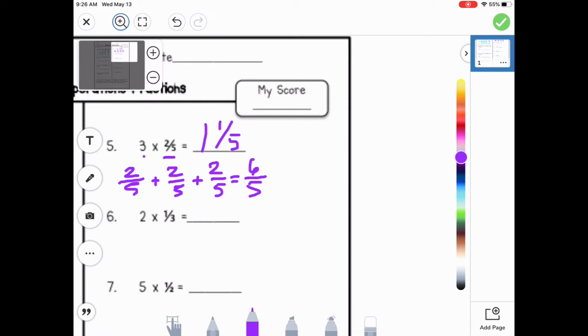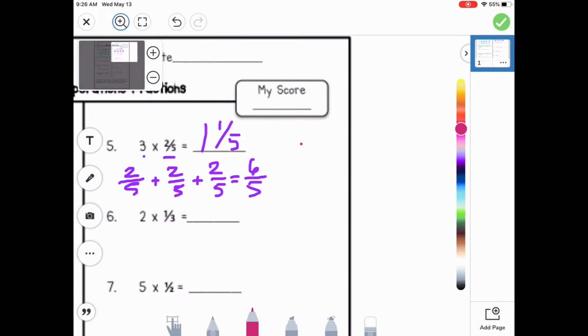I'm going to show you a second strategy today that you're welcome to try if you want to. Instead of repeatedly adding my fractions together, I'm going to show you how to multiply a whole number by a fraction just by multiplying.